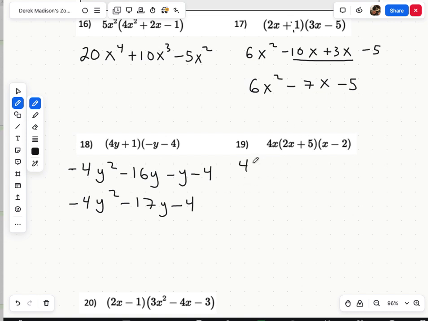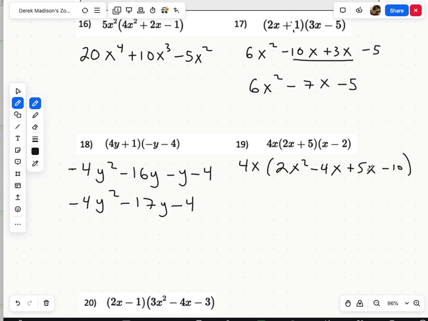So for right now, I'm just going to leave a 4x out front, set myself up some parentheses, and we'll treat these two just like that 4x isn't even there. We'll just do it the same way we did this. So 2x times x will be a 2x squared. 2x times negative 2 is negative 4x. 5 times x is pretty much 5x. And then a minus 10 on the end.